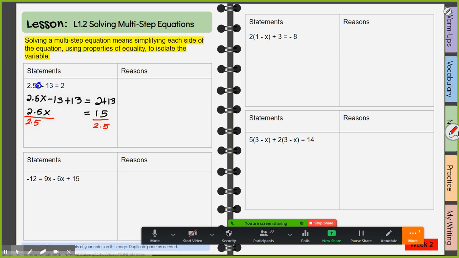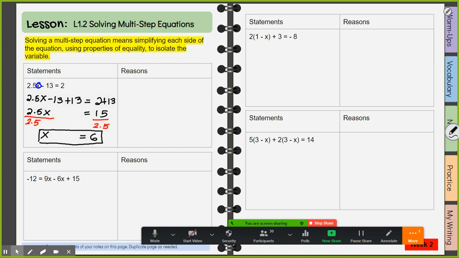All right. And then after that, you cancel these two together. So you will be left with just x equals. Now, when you divide 15 by 2.5, you will get 6, right? So this is the final answer.